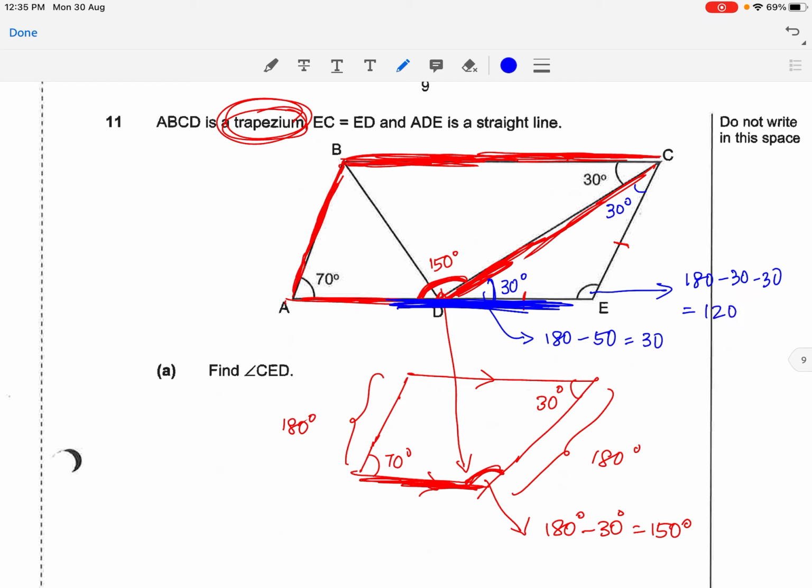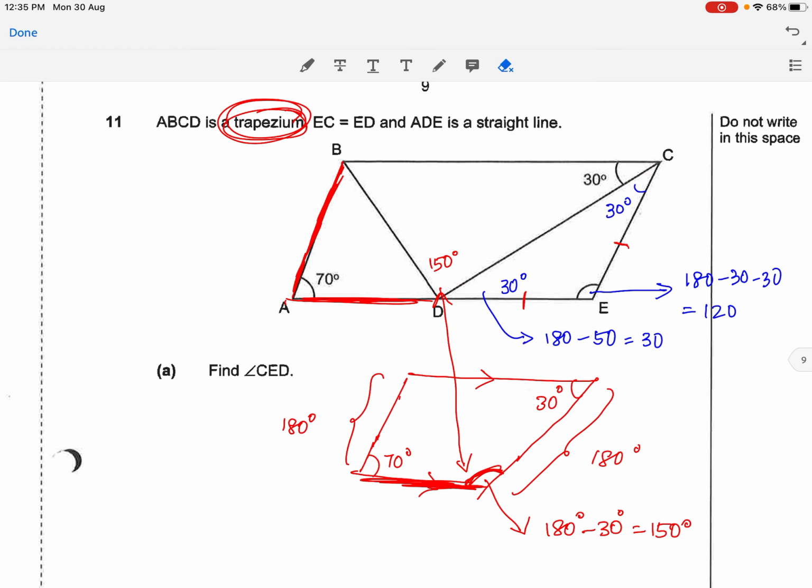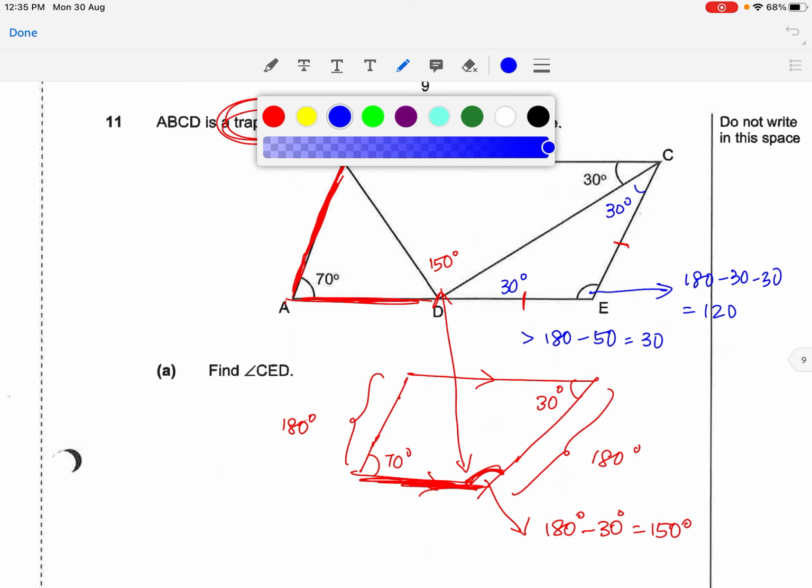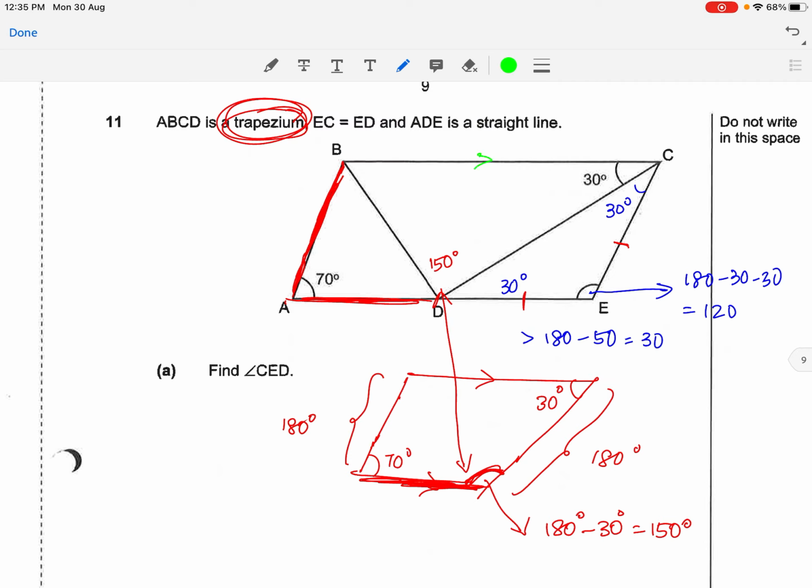Now, for pupils who actually saw an easier way of doing it, you have used the alternate angles. But remember what I told you about the alternate angles, right? It's actually not taught in primary school. But if you do know it, it's fine. But what you need to remember in future for those using the alternate angle is you have to ensure that it is actually parallel lines. So for those who don't understand, let me just show you where the alternate angle is.